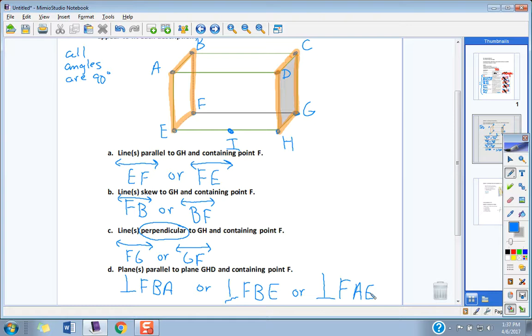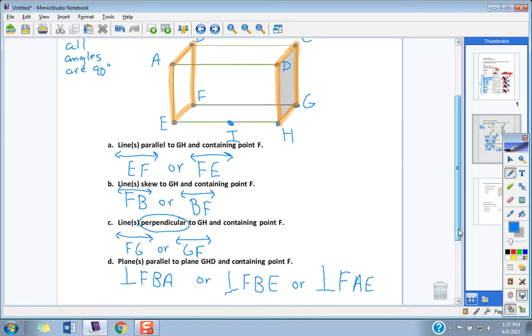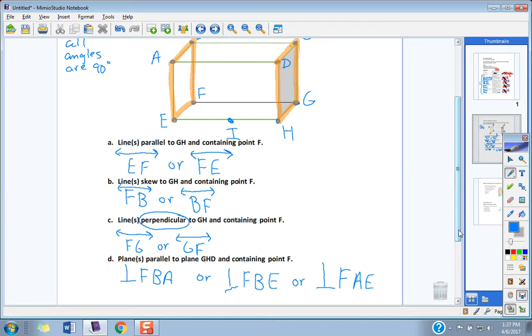Okay? In terms of naming lines that are skew, perpendicular, parallel, and planes that are parallel, are you okay in this example? Yes? Okay. Well, let's run on to the last page here. Okay. Let me know when you're done.